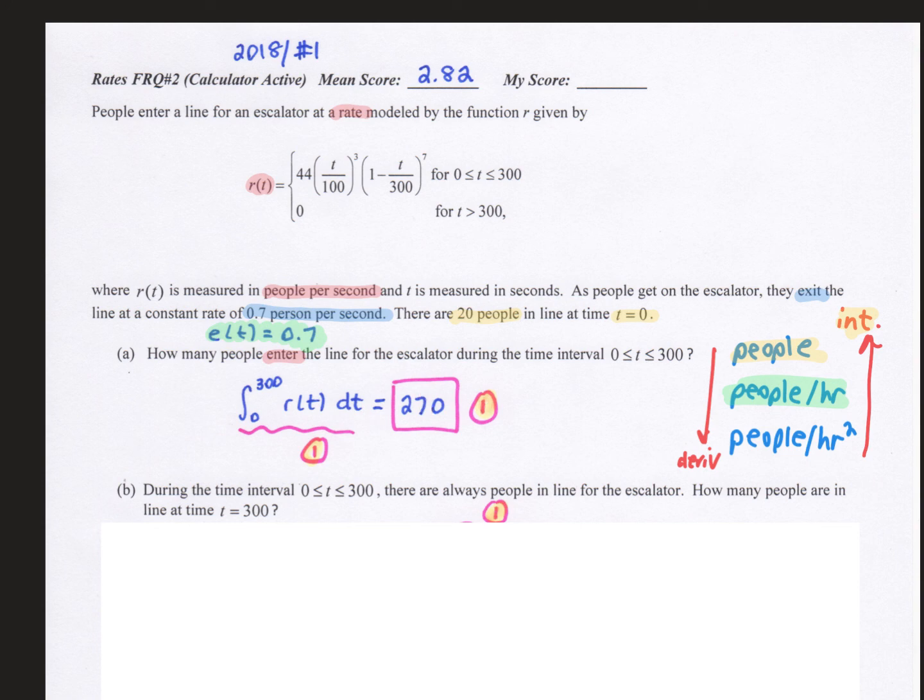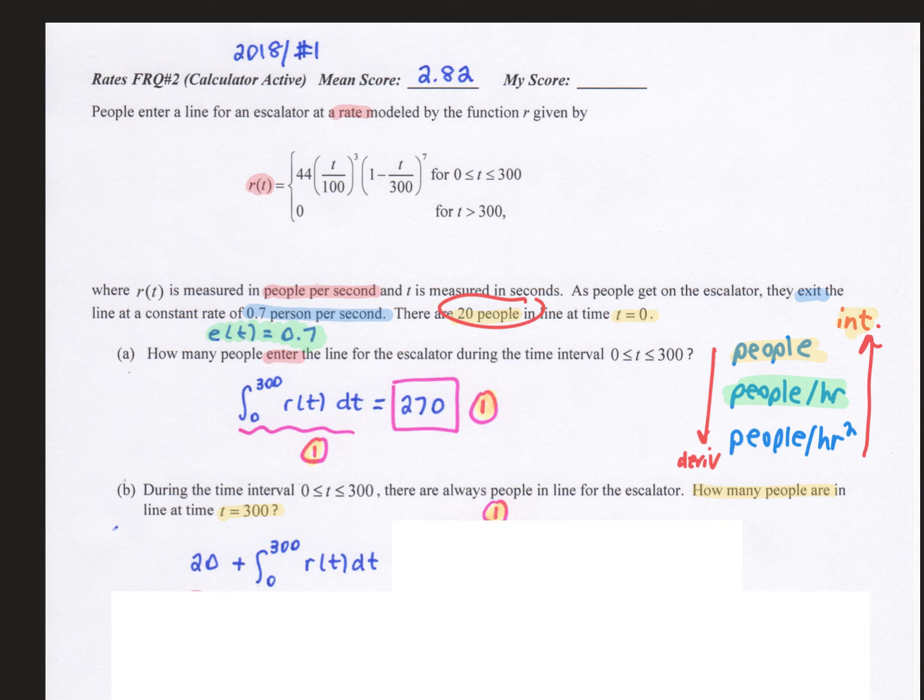Part B is asking how many people are in line at t equals 300. I need to consider three things. The number of people that are there initially, which is given up in the stem of the problem, is 20. And then I need to add the number of people that are entering the escalator. I'm going to use that entering rate from 0 to 300, R of t dt. If you just pulled your answer from part A here, because I already actually evaluated that, and if you just pulled the 270 down here, that would be totally okay.